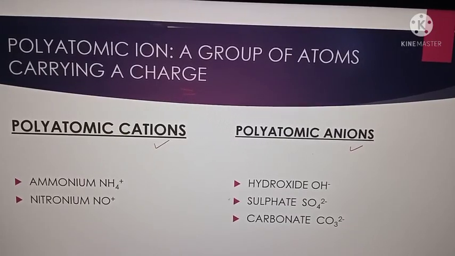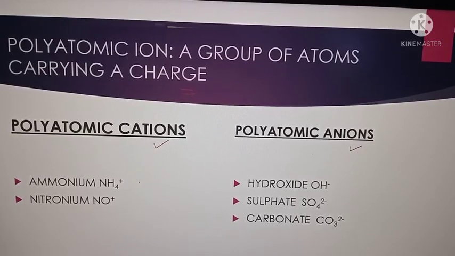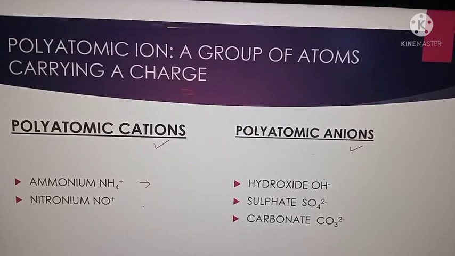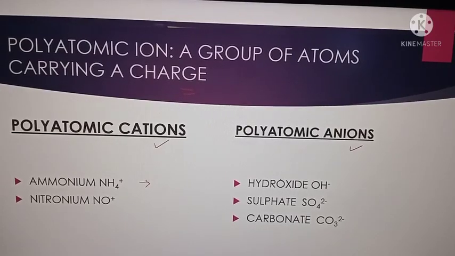So first one, ammonium. Ammonium is an example of a polyatomic cation, having the formula NH4 plus. This plus is the charge which is written as a superscript. Ammonium, the formula is NH4, plus 1 is the charge. Similarly, the nitronium ion has a plus charge, so it is also considered a polyatomic cation.